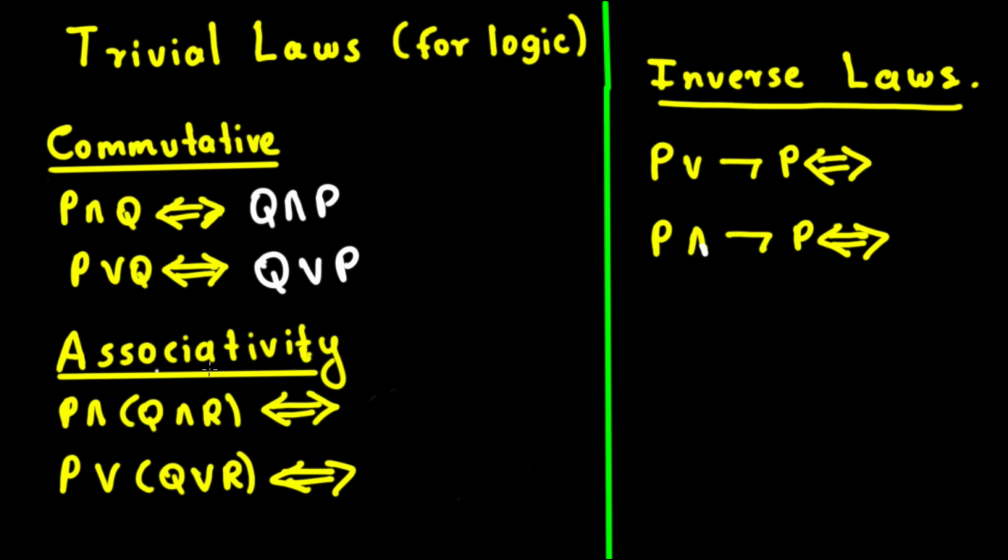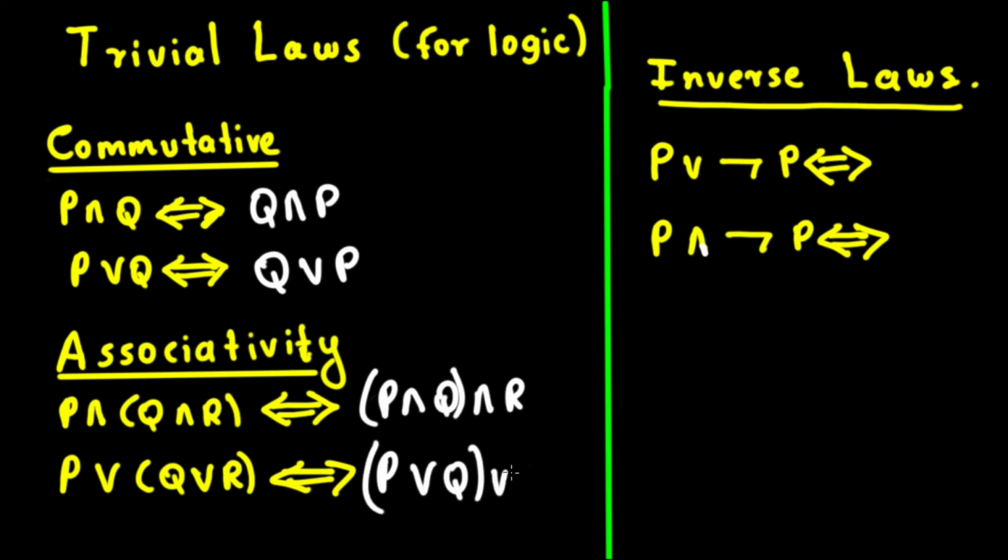Now let's look at the associativity. P and Q and R, we can write this one as P and Q in the bracket, and then and R. We just move the bracket to the front one. Now the same thing goes to the OR. It also can be written as P or Q or R.